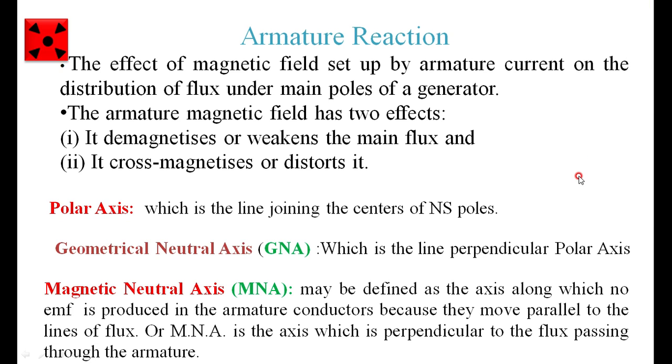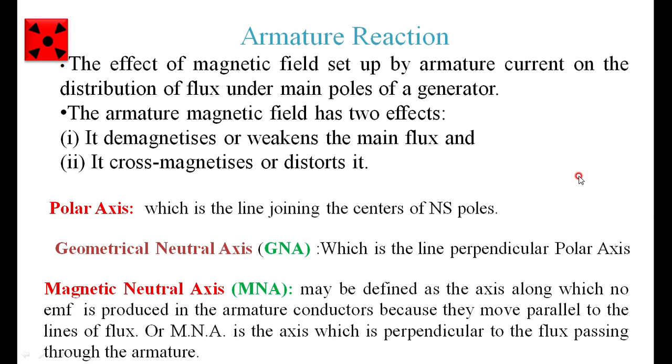In the last session we discussed the armature reaction, and the different axes marked for its analysis. Once again, we will recap those things and then move forward. We know that the effect of the armature flux on the main magnetic flux is called the armature reaction, and it has two effects: one is the demagnetizing effect, the other is the cross magnetizing effect.